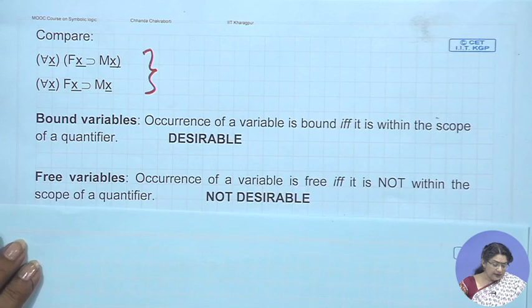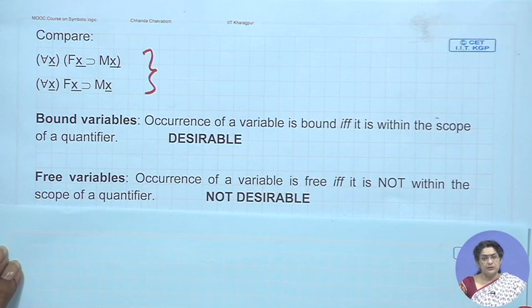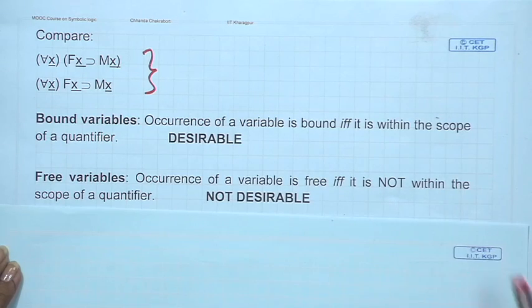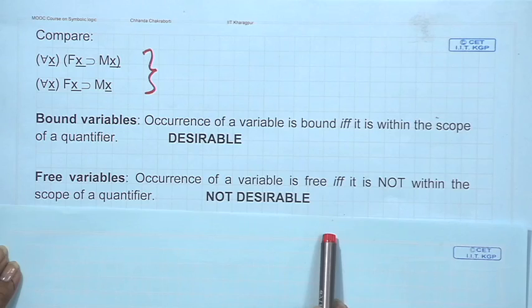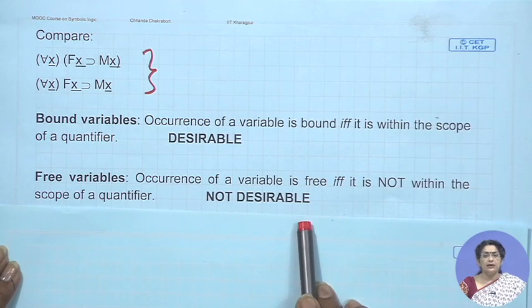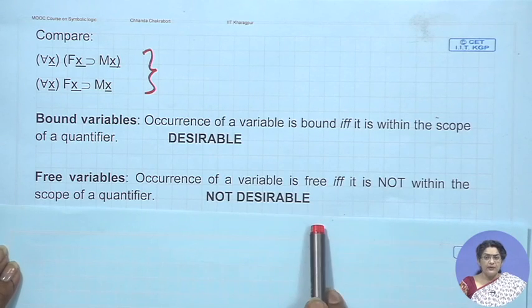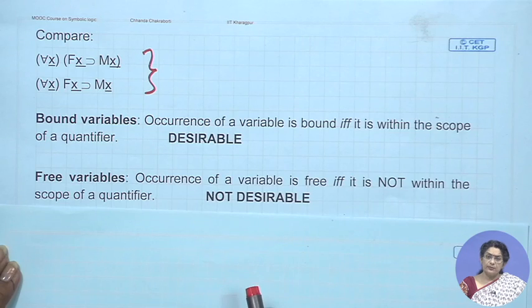On the other hand, there is something called free variables. A free variable is the occurrence of a variable that is not bound in this sense, that is the occurrence of a variable which does not lie in the scope of a quantifier. That is what a free variable is. And remember, in our first order predicate logic system, it is not a desirable kind of a situation. Free variables are not really desirable.